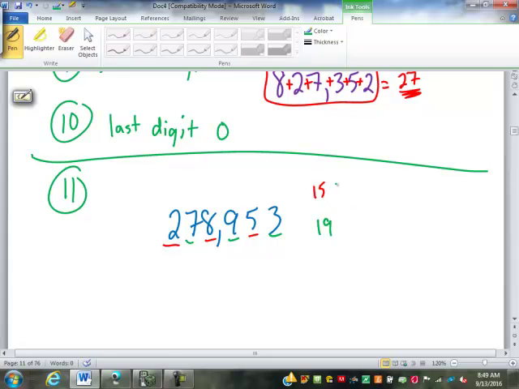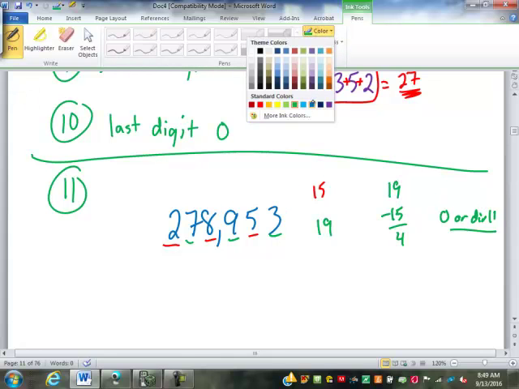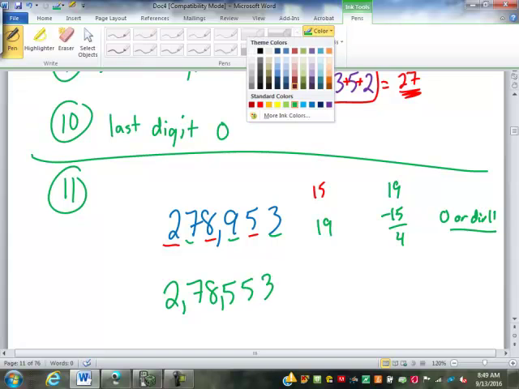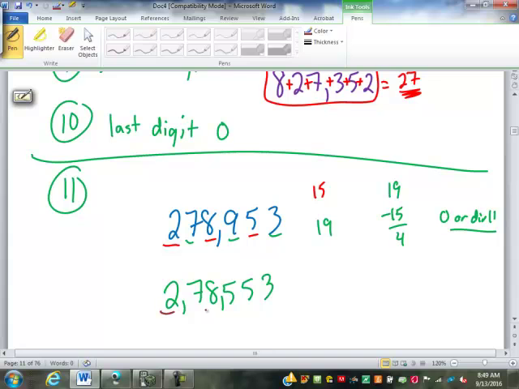The difference between those two numbers, if it is either 0 or divisible by 11, then the whole number is divisible by 11. Well, this is 4, which is not 0, and it's not divisible by 11. So this number is not divisible by 11. But I could do that. 2 plus 8 is 10, plus 5 is 15. 7 plus 5 is 12, plus 3 is 15. The difference there is 0, so that is divisible by 11.